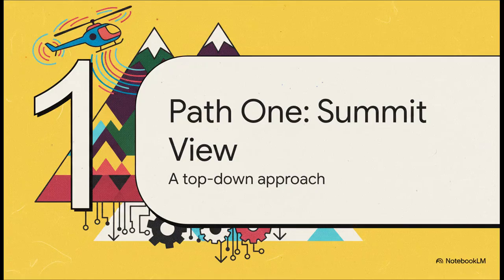Okay, let's do it. Let's hop in that helicopter and take our first path, the summit view. We're going to look at the finished, beautiful theory first, and then we'll kind of work backwards to figure out what it all really means.